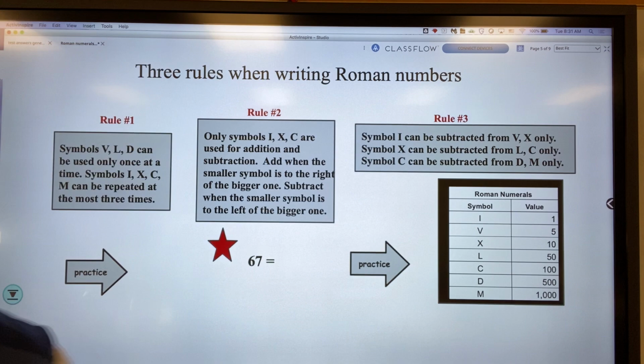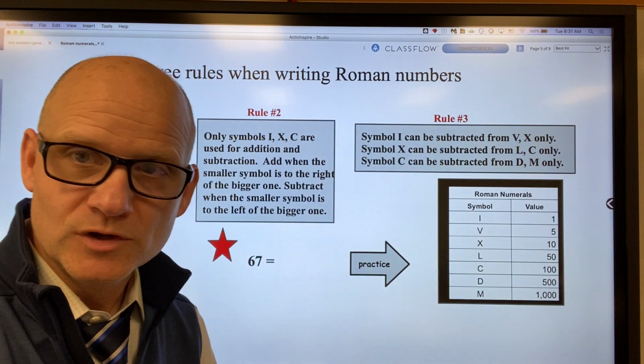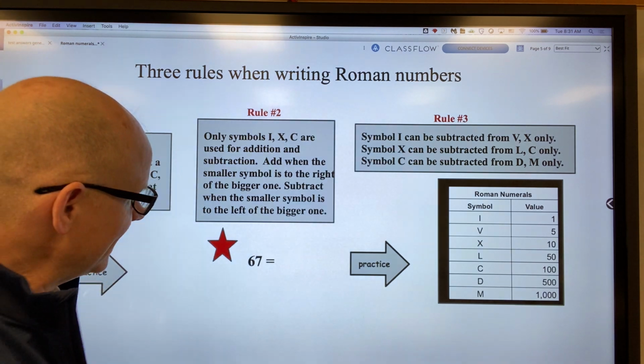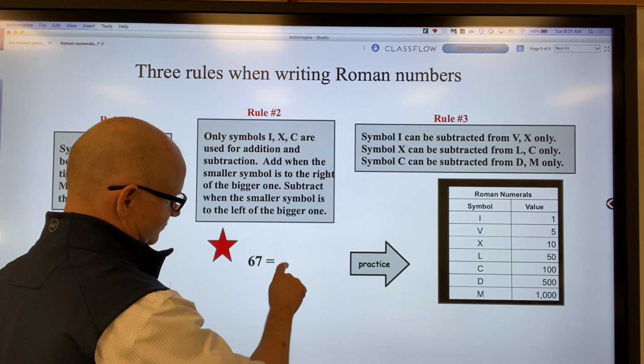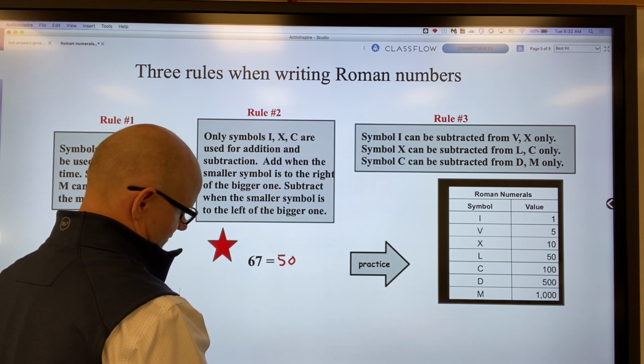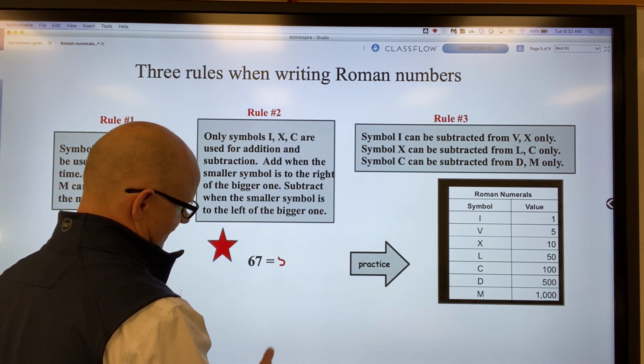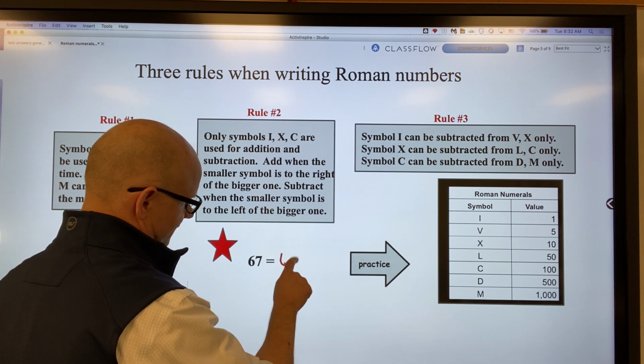Okay. Try this one, press pause, and write this in Roman numerals. Write 67 in Roman numerals. All right, did you try? So we got to write 67. Now, the way I would look at this is, let's write it like this. I have 60, and then I have 7.